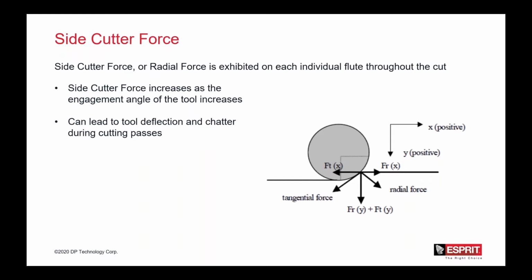Here's a visual on some of the forces that are typically experienced in these cutting cycles. Side cutter force and radial force is exhibited on each individual flute. So for a 4-flute end mill, if the engagement is greater than 50%, 2 flutes will be engaged in the cut at all times. This will actually produce multiple force vectors on the tool at different locations, and it changes the direction of the radial force exhibited on the tool during the cut. Increasing the radial depth of cut above 50% can change the direction of the radial force, and that can cause undesirable cutting conditions in the cycle. This is what that diagram is illustrating here.